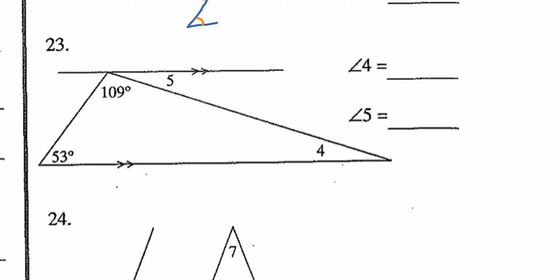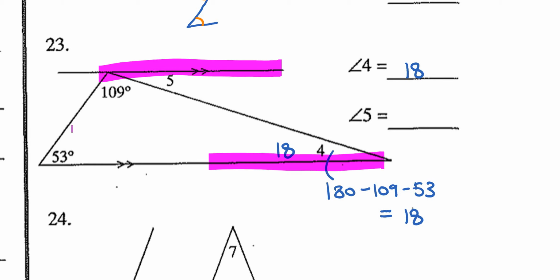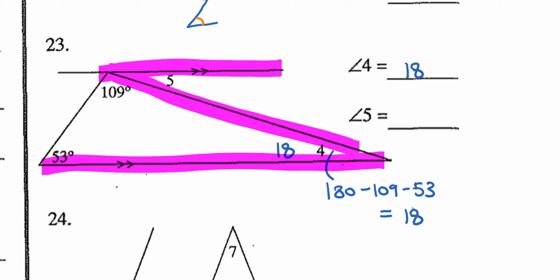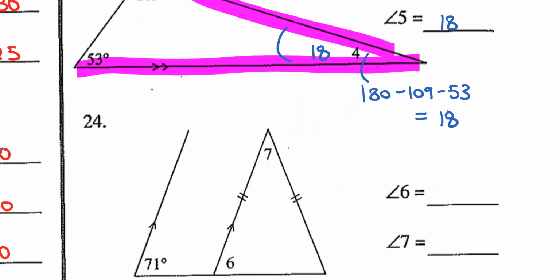Sorry, the pen's not working. So angle number four is going to be 180 minus 109 minus 53 degrees, and I believe that's going to be 18 degrees. So angle number four is going to be 18 degrees, and because these two lines are parallel, we do have the Z shape forming. So these two angles have to be equal. So angle number five is also going to be 18 degrees. Okay, let's keep on moving along here.